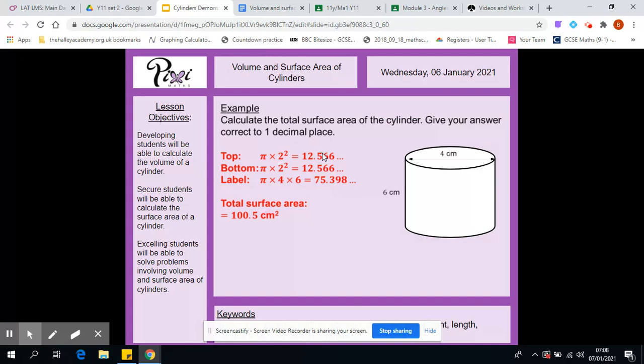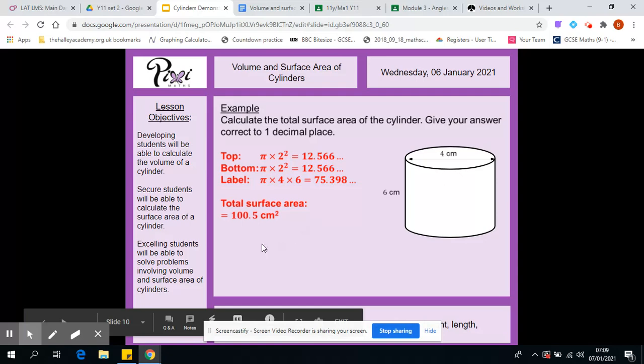75.398. We can find out the total surface area by adding the area of each and every single face, which is 12.566 plus 12.566 plus 75.398. That gives us 100.5 centimeters squared. Remember, the units are given as centimeters squared because we are focusing on the area, not the volume.